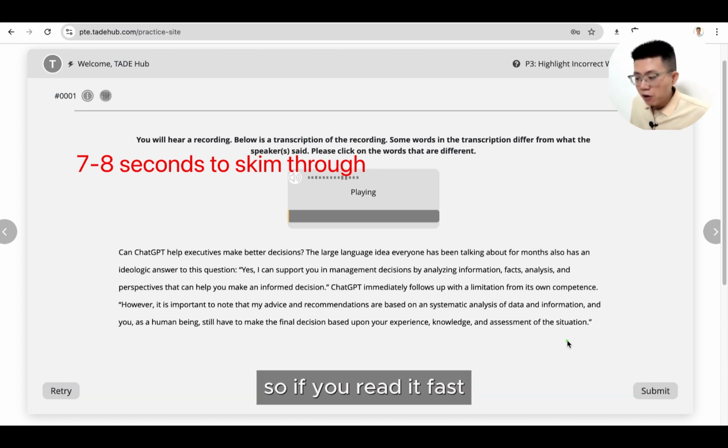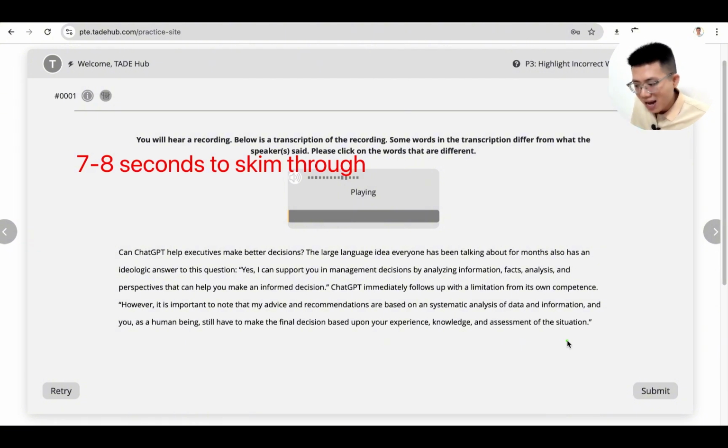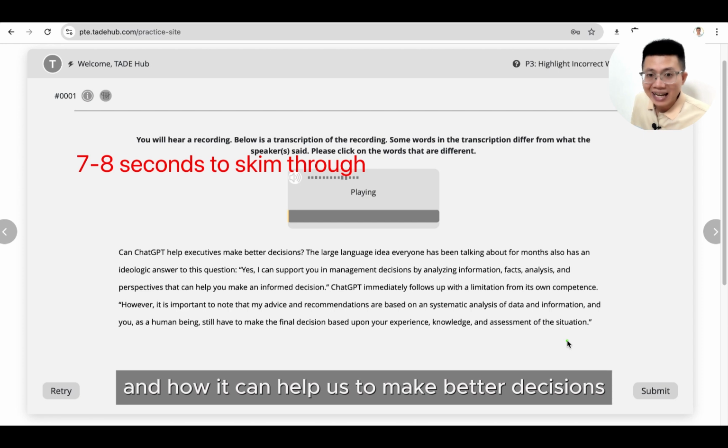So if you read it fast, you will get to know that this passage is talking about ChatGPT and how it can help us to make better decisions.